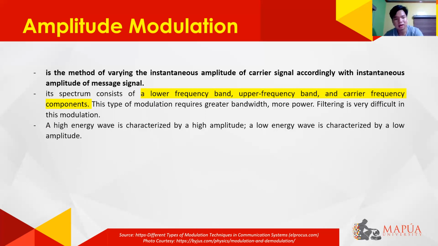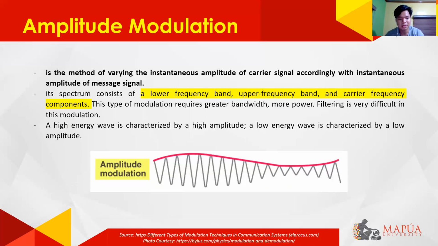A high energy wave is characterized by a high amplitude, and a low energy wave is characterized by a low amplitude. So we have here the picture we've seen earlier, the amplitude modulation. The pink line you see here is the envelope. This is what should be observed in amplitude modulation, the envelope.